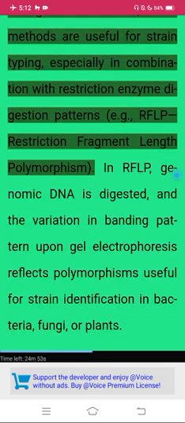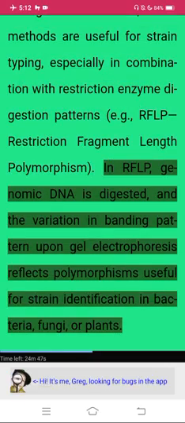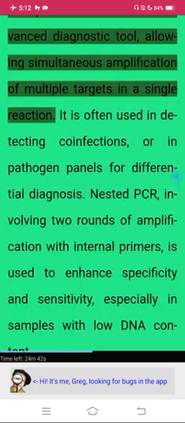Though labor-intensive, these methods are useful for strain typing, especially in combination with restriction enzyme digestion patterns, e.g., RFLP, restriction fragment length polymorphism. In RFLP, genomic DNA is digested, and the variation in banding pattern upon gel electrophoresis reflects polymorphisms useful for strain identification in bacteria, fungi, or plants.